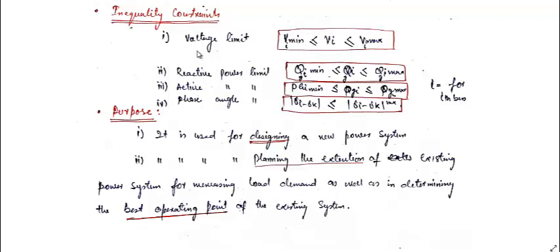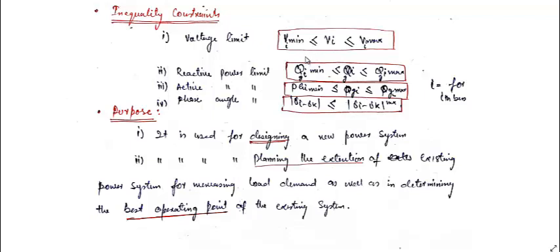The first one is the voltage limit. Vi, where I have written i as the number of any bus, arbitrary, where i can change from 1 to n if n is the number of buses. So the voltage that we get from this solution should be within this range between Vi minimum and Vi maximum. It should not go beyond this range. So this is one constraint.